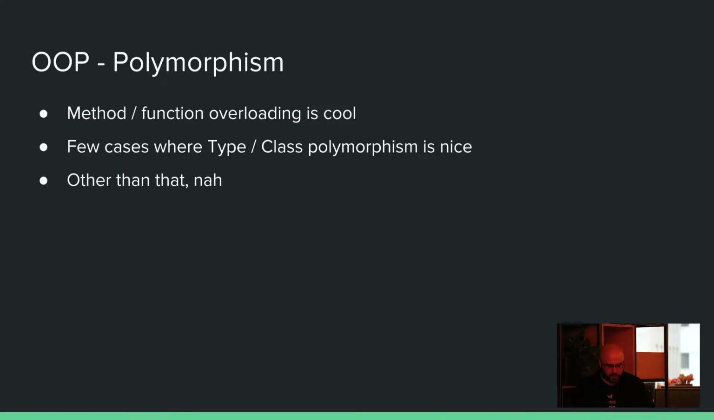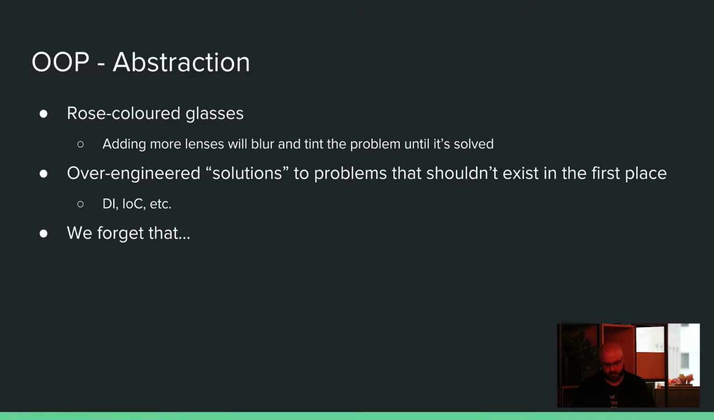Polymorphism. Function and method overloading is cool. I like that. There's very few cases where type and class polymorphism are nice. Like if you're just using the methods that you're overloading to define very explicit behavior on your object, that's fine. Other than that, nah.